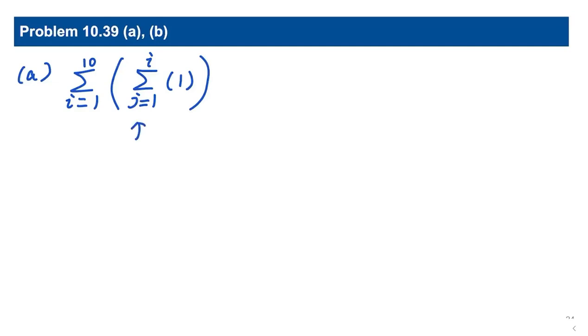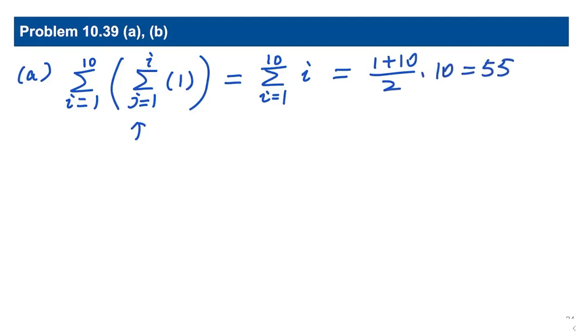Problem 10.39. Part A. Evaluate the sum over i from 1 to 10, then sum over j from 1 to i, of 1. Now the index of j depends on the index i. Let's first evaluate the inner sum. The inner sum is just 1 times i, so i. So this is (1 plus 10) divided by 2 multiplied by 10, 55.